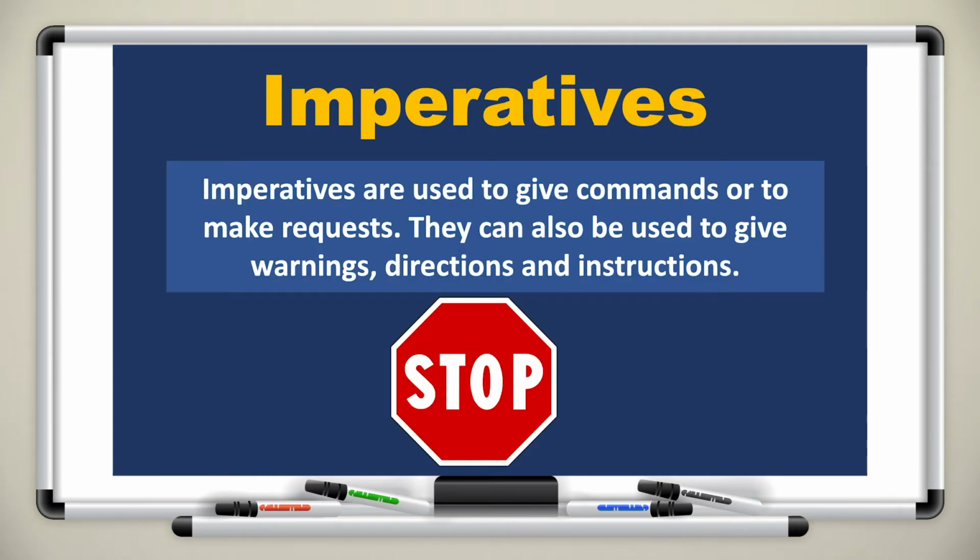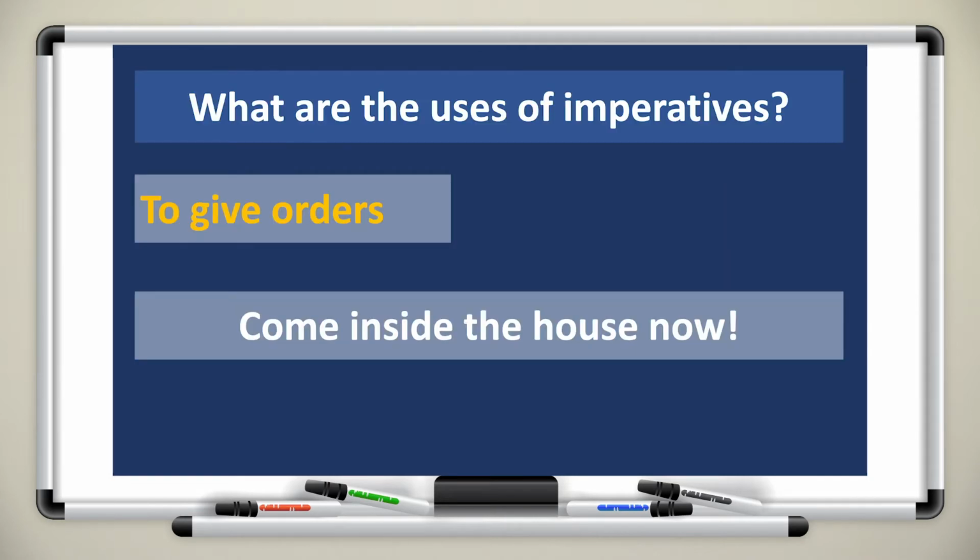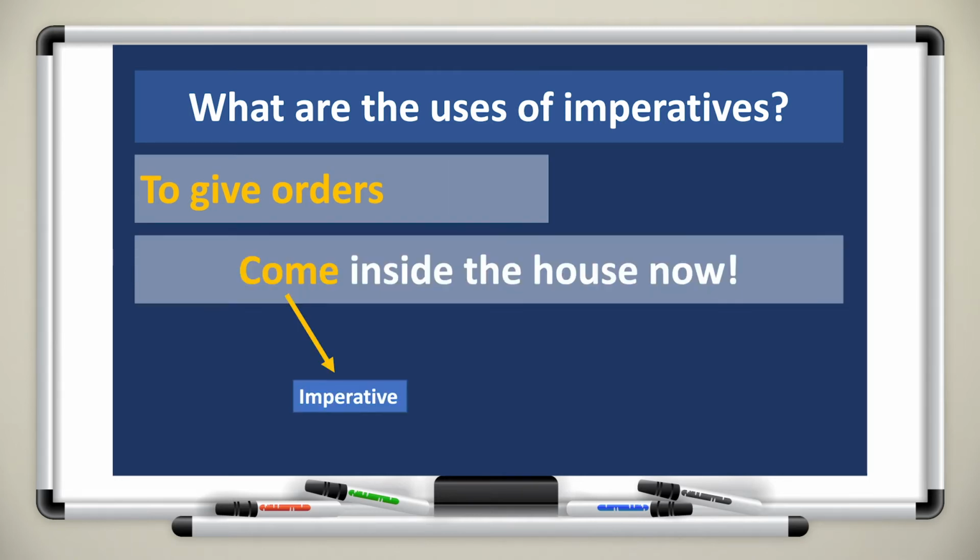Imperatives are used to give commands or to make requests. They can also be used to give warnings, directions, and instructions. The question is, what are the uses of imperatives? We can use the imperatives to give orders. For example, come inside the house now. This is an order. Where is the imperative in this sentence? The word come is the imperative.